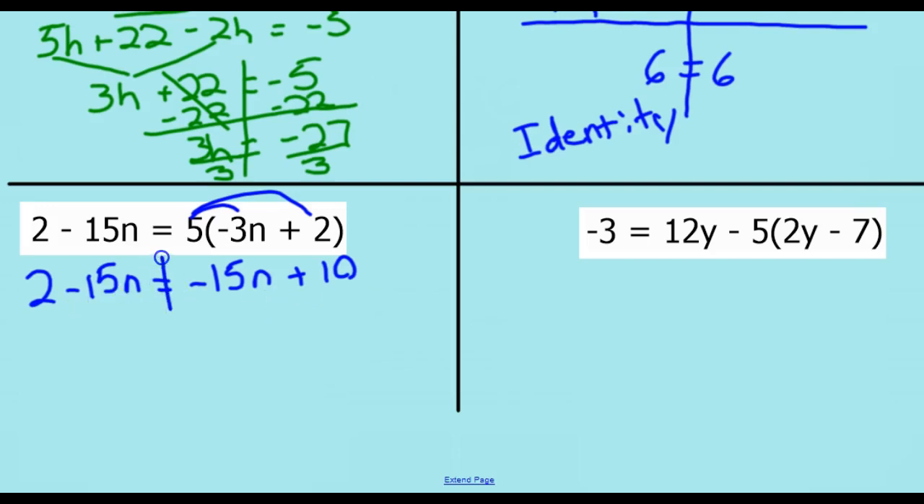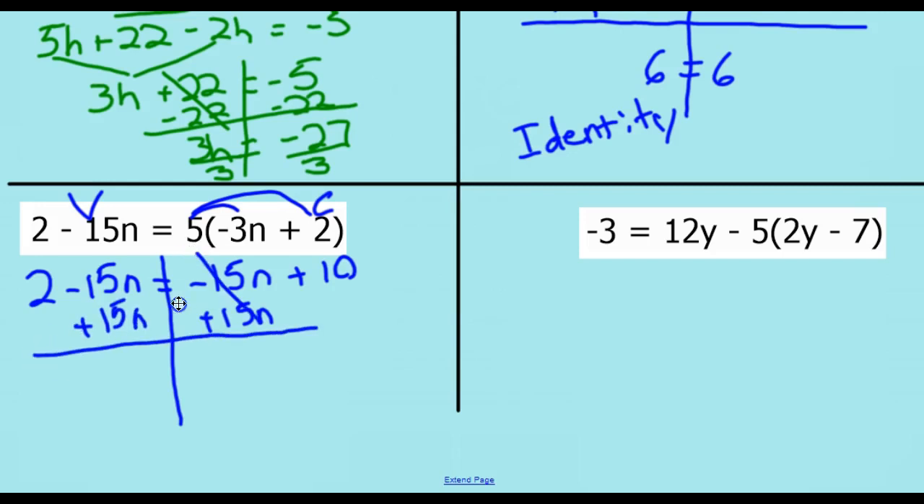Okay, now I can draw my line down. If I put my variable side here and my constant side on this side, I'm going to add 15n from here and add 15n over here. So that gives me 0. That gives me 0 as well. So now I have 2 equals 10. Now I know that 2 doesn't equal 10. It can never equal 10. So what I have is no solution. So this equation is impossible to do. There's no solution.